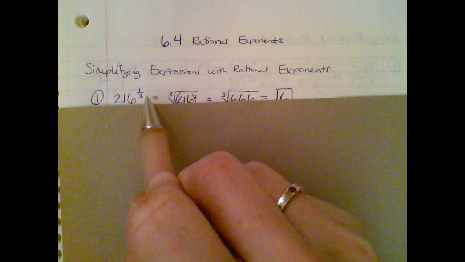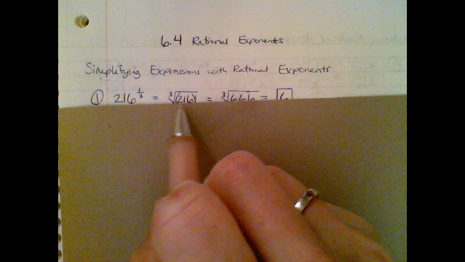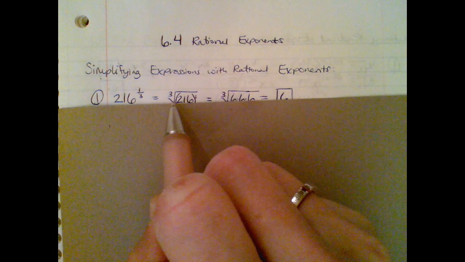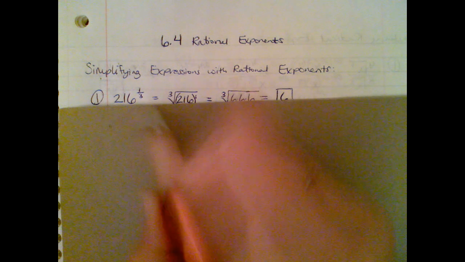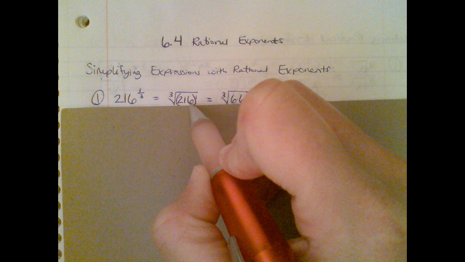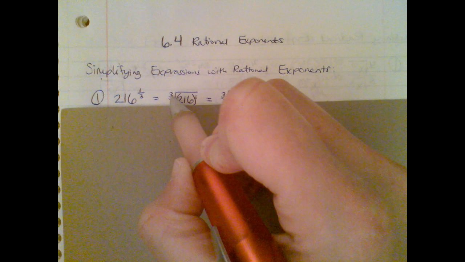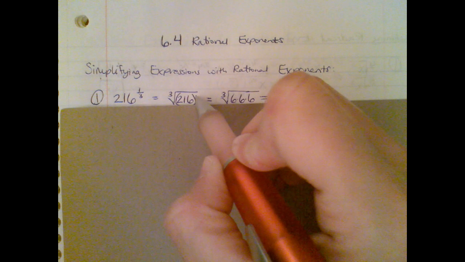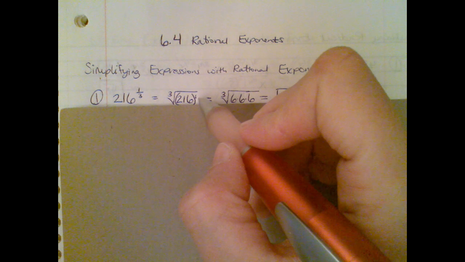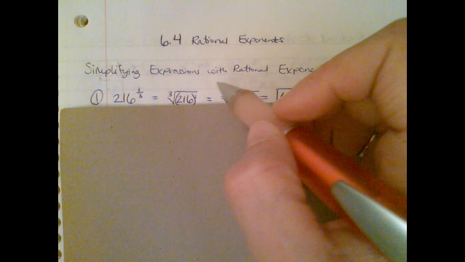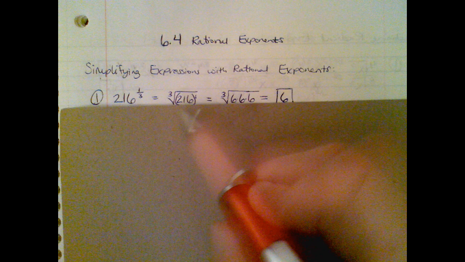Notice it's in exponential form, so we could switch it to radical form. We've been working with radicals. We might be more comfortable working on it in radical form. So how we do that, this 216 is going to go underneath our radical. The denominator goes as our root, and the numerator goes as our exponent. So we'd have the cube root of 216 to the first power. And then we could go ahead and simplify it just how we have been.